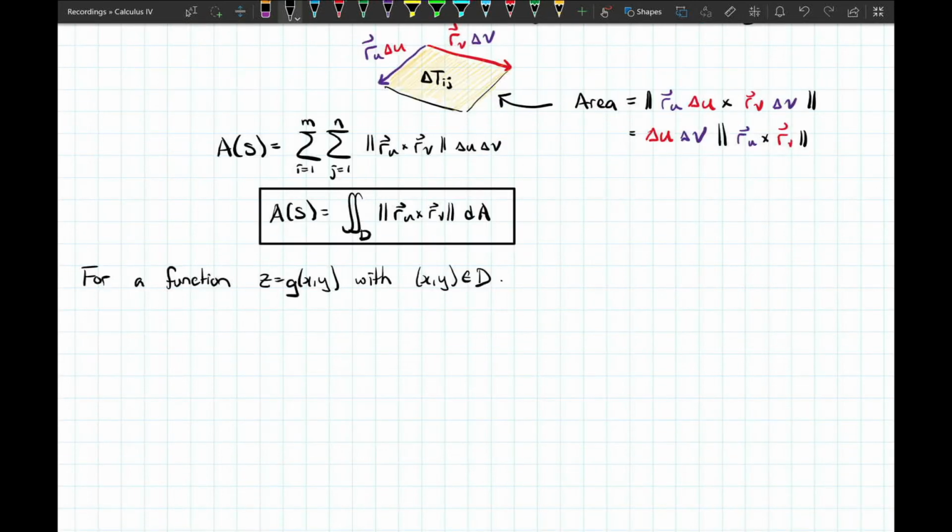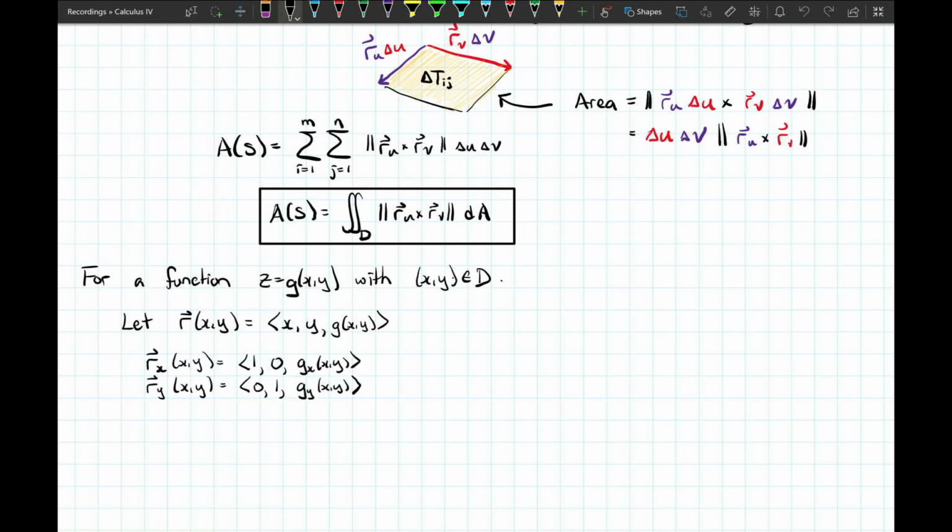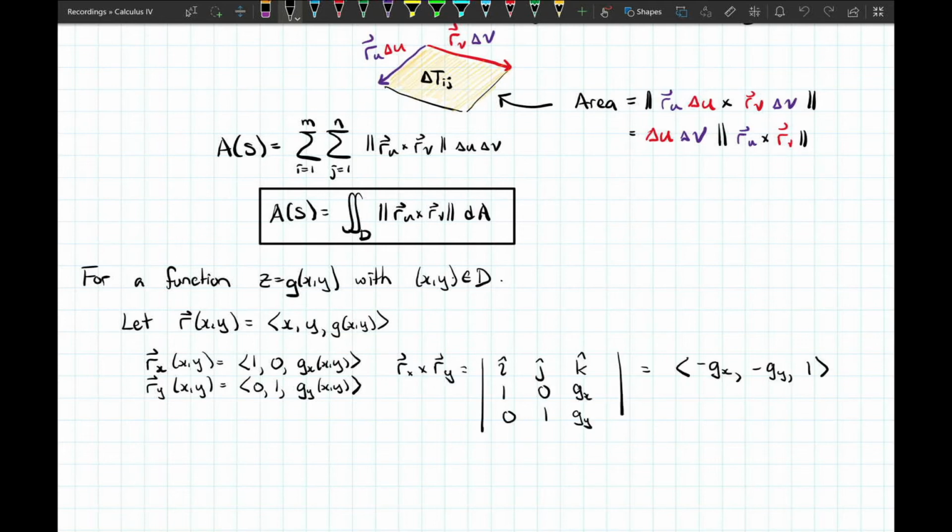Let's start off with a function z equals g of x, y, where x and y are in the domain D, which is a subset of R2. If we want to come up with a parameterization for a function, we can simply let x equal x, y equal y, and z equal the function g of x, y. From there, we can calculate the partial derivatives with respect to x and y, since those are our parameters instead of u and v. We'll have to get the cross product next, rx cross ry, and that's simply a determinant. And that gives us a normal vector, which is equal to negative partial derivative gx, comma, negative partial derivative of g with respect to y, comma 1.